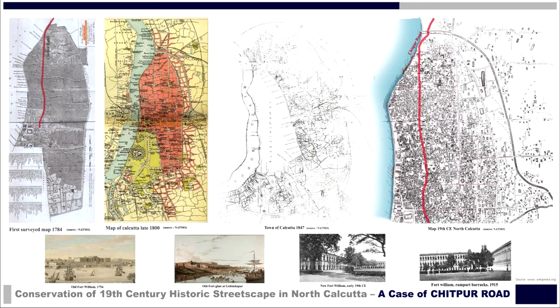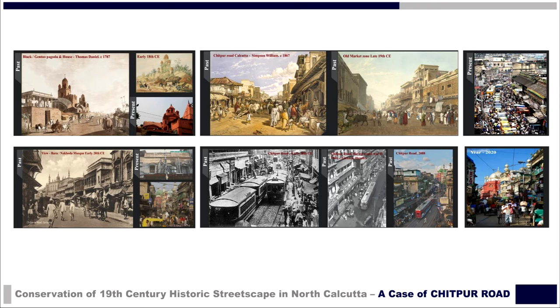Historic map showing the first surveyed map of Calcutta 1789, the colonial settlement and Chitpur Road serving as the main access road. North Calcutta, the White Town, 19th century settlement mapping at North Kolkata, Chitpur. Historic photograph showing the past with traditional building settings, road character and present context of urban chaos along Chitpur Road.